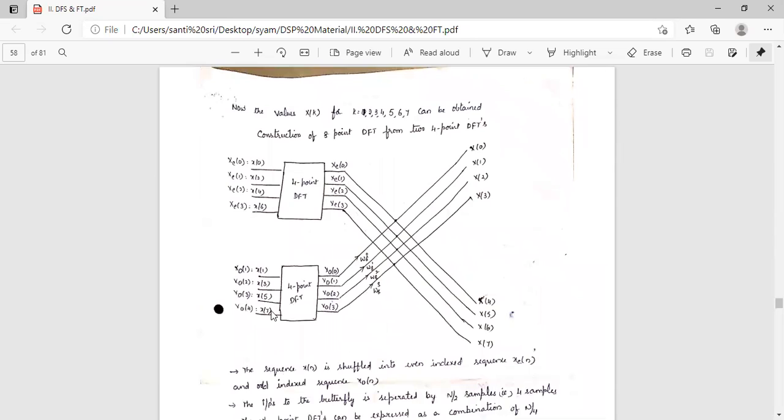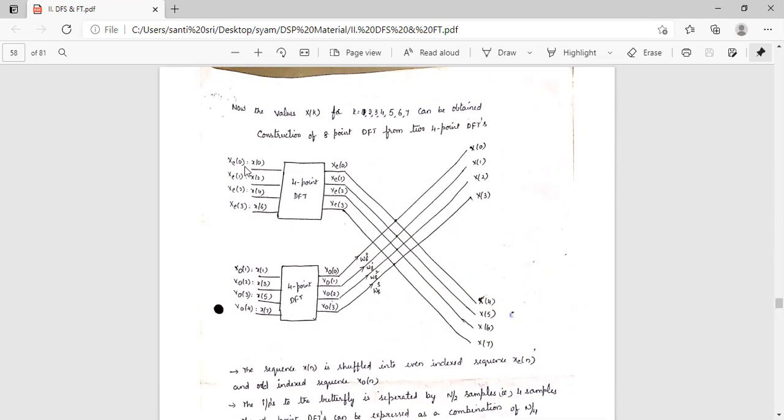Now the values of x of k for k equal to 0, 1, 2, 3, 4, 5, 6, 7 can be obtained. Suppose, for example, we take an 8 point DFT, here n equal to 8, so it can be divided into n by 2, that is 4 point DFT. So it will be decomposed as two 4 point DFTs, and combined, so that we can draw the butterfly diagram like this.